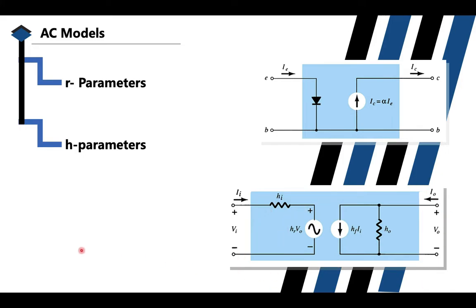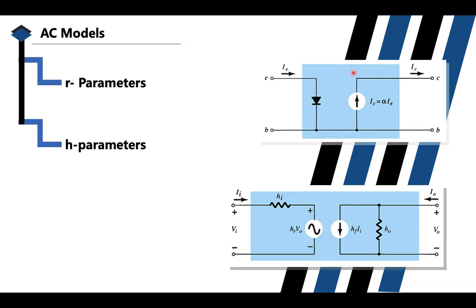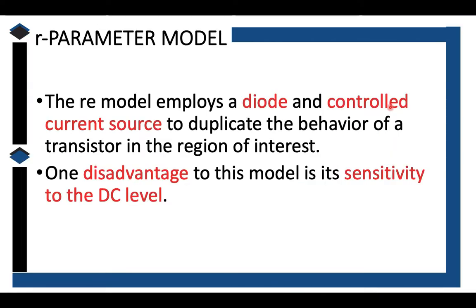So, what's the difference between the two? Observe ha, yung isa may diode. Pag kasi R parameter, it employs diode and controlled current source. Balik ko lang po dito. Alin po ba yung controlled current source? Ito po yun. Controlled po ito kasi IC po ito. Si IC ay nakokontrol ng alpha IE. From this fact also, we can see that BJT is really a current-controlled device. Okay? So, disadvantage lang po ng R parameter sabi dito is that sensitivity to DC level.